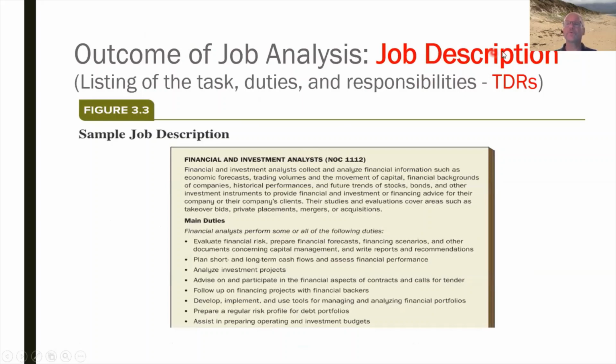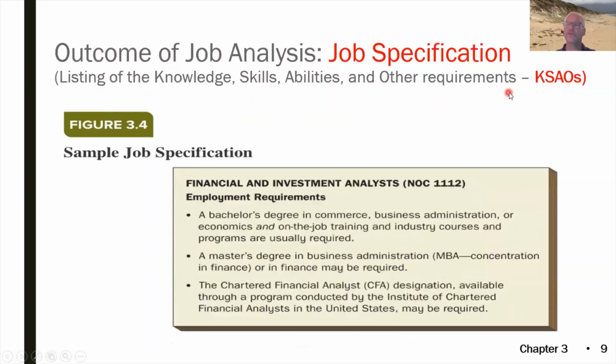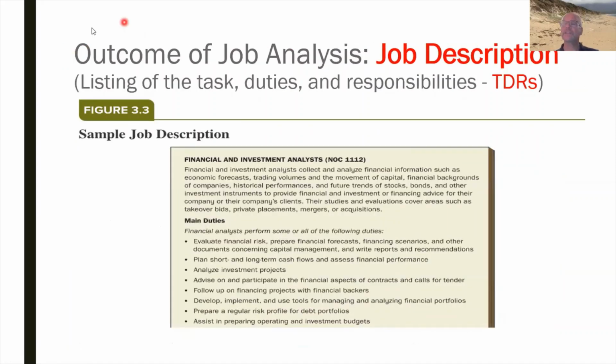Quite simply, a job description is a listing of the tasks, duties, and responsibilities, the TDRs. So JDs require TDRs. And you know what TDR is? What do you call something like that? We call that a TLA. A TDR is a TLA. And you go, what's a TLA? That's nowhere in the book. No, but you should know this in life. A TLA is a 3-letter acronym. Think about that one. So a job description is a TDR, your tasks, duties, and responsibilities.